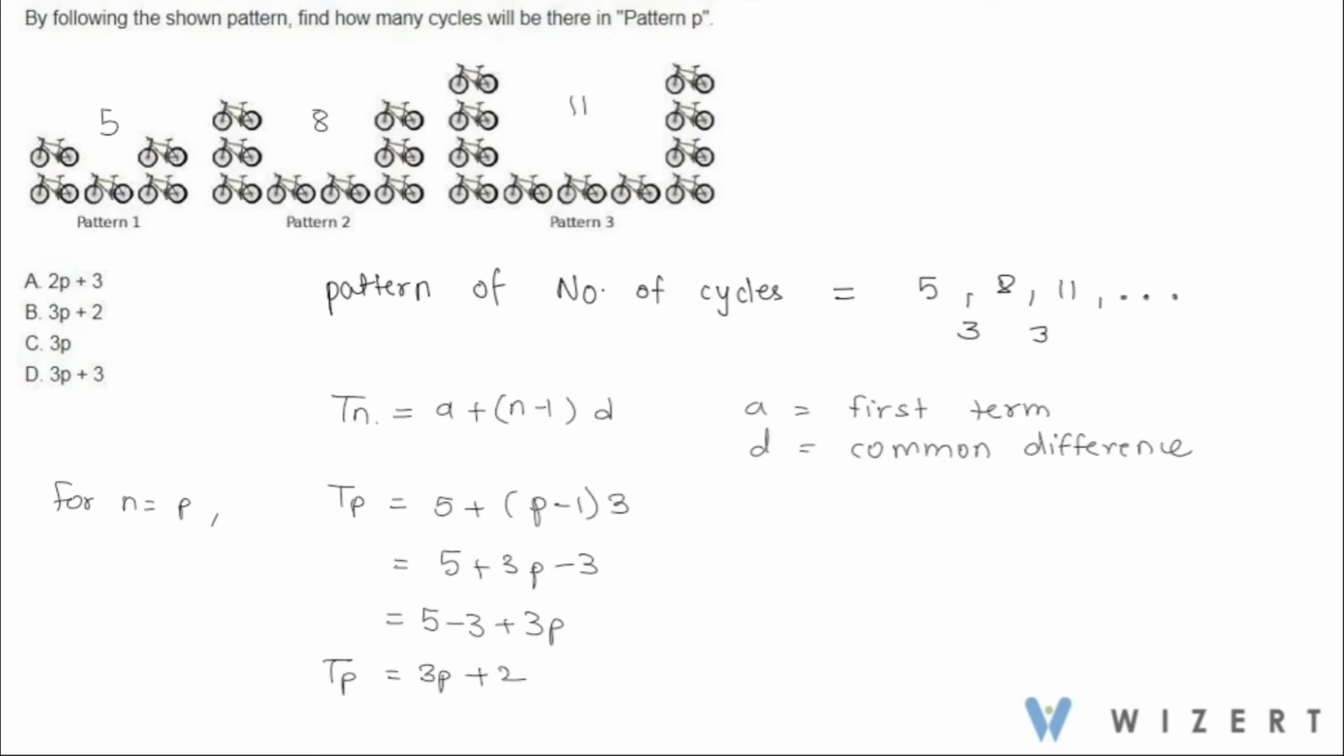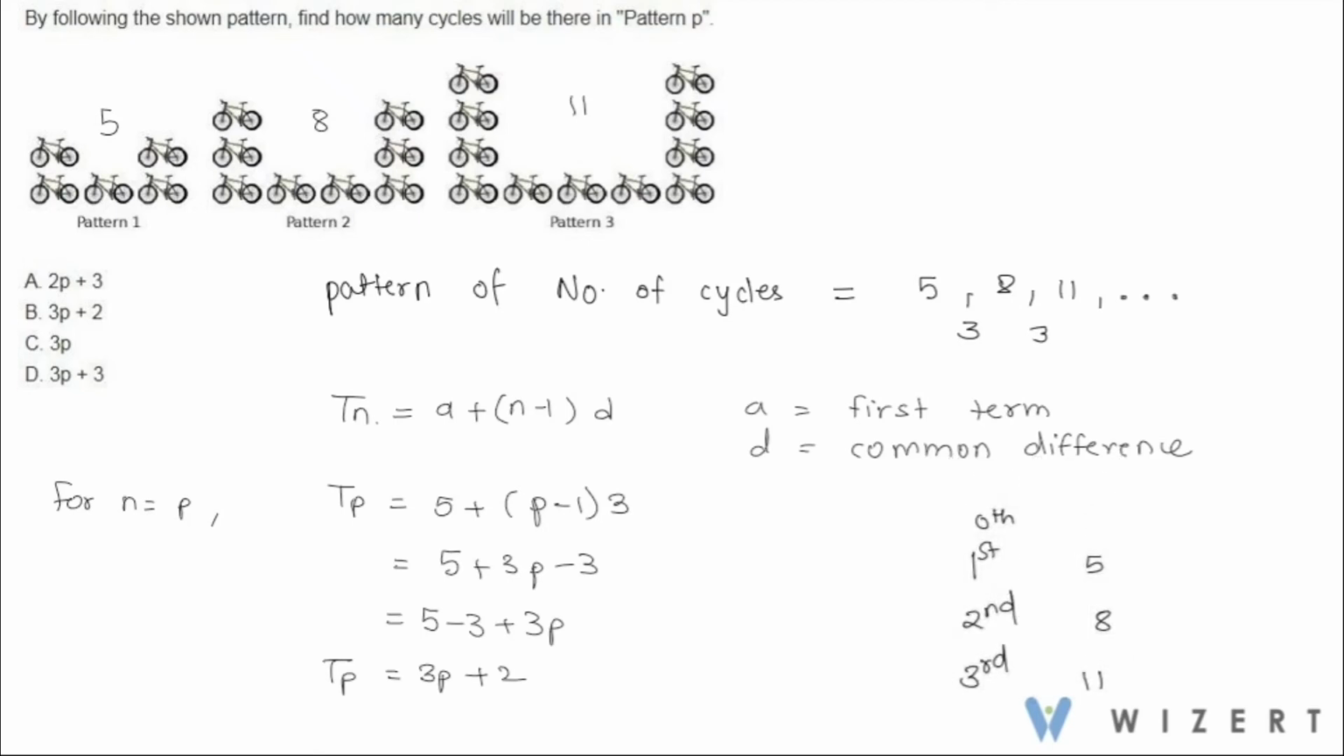We have one more method of finding this. This is our first pattern. This is the number of cycles in the first pattern, this in second, this in third. So to find that, what we simply do is we find the 0th pattern. So the number of cycles in the 0th pattern, let me put it here.